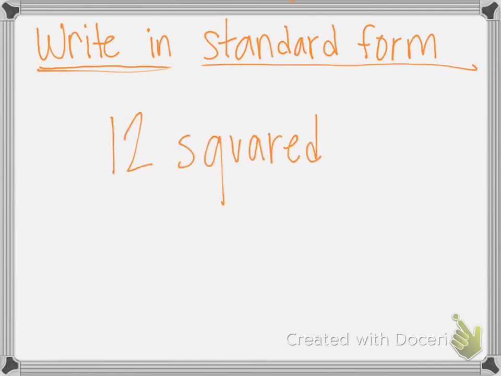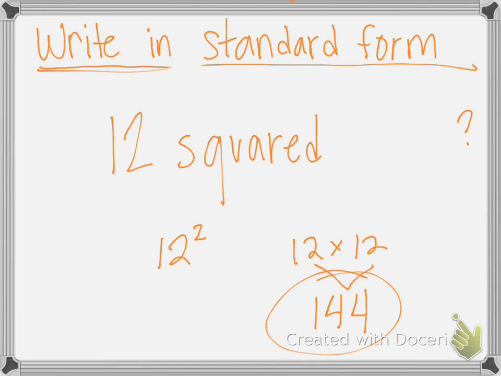All right, one more. Write this in standard form, which just means normal, regular form, 12 squared. So to solve this, you know, squared is the same as 12 to the 2nd power. So we write it out twice, 12 times 12. Well, we know that 12 times 12 is 144. So that would be our answer.